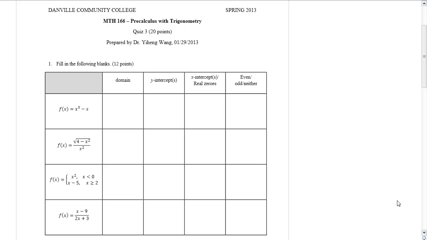In this first problem, you are asked to answer several questions about several different types of functions. These questions include to determine the domain, y-intercepts, and x-intercepts, which are also the real zeros of the functions, and also to answer if the function is an even function, an odd function, or neither.